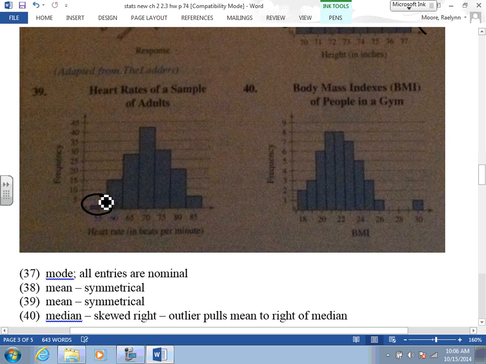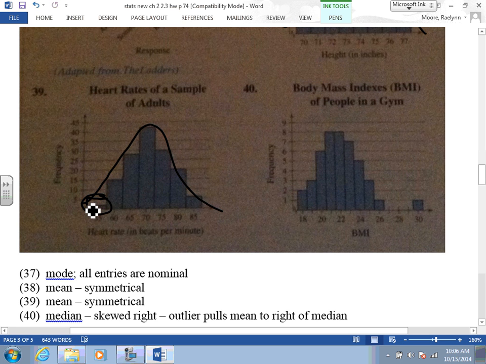I realize this piece is a little off, but it's fairly symmetrical. So your mean, median, and mode again sit in the middle. And then you would use your mean. Would that be considered an outlier? This guy, no, because he's almost the same as this one.